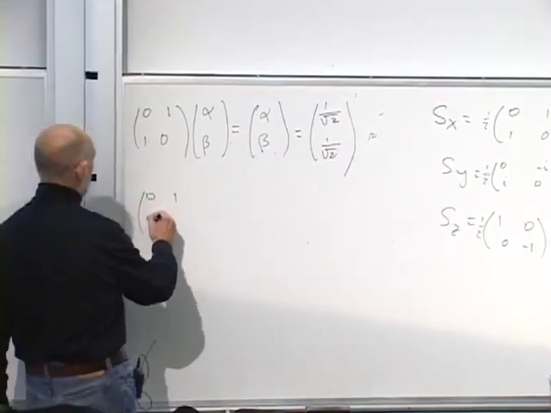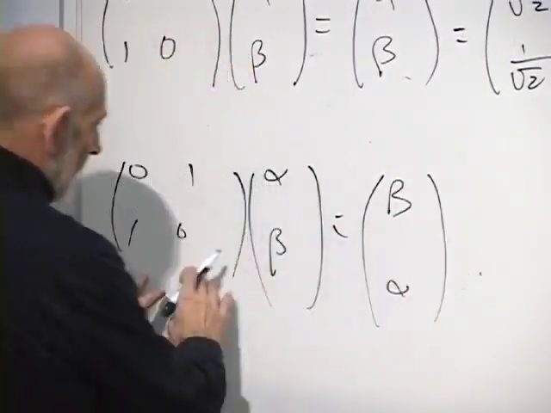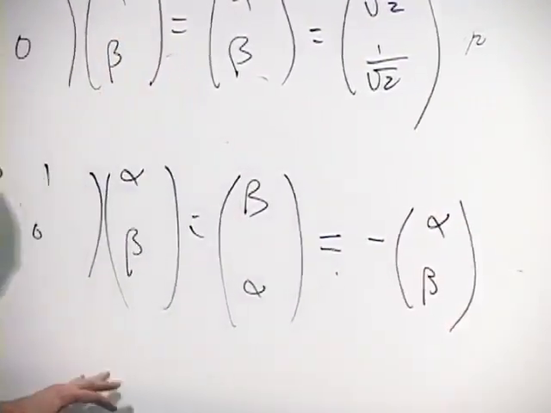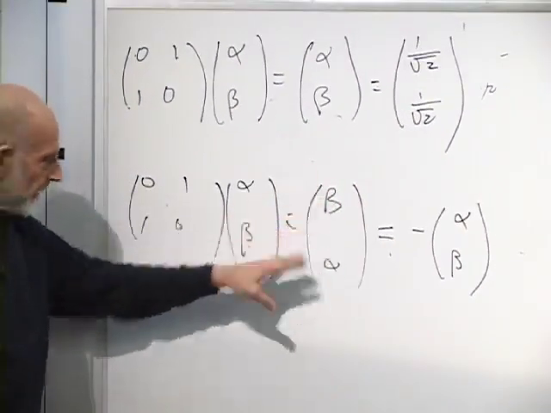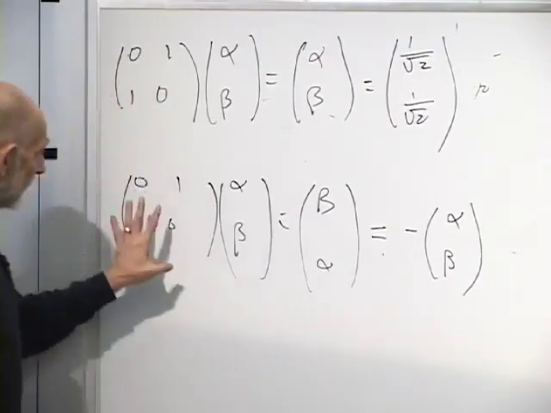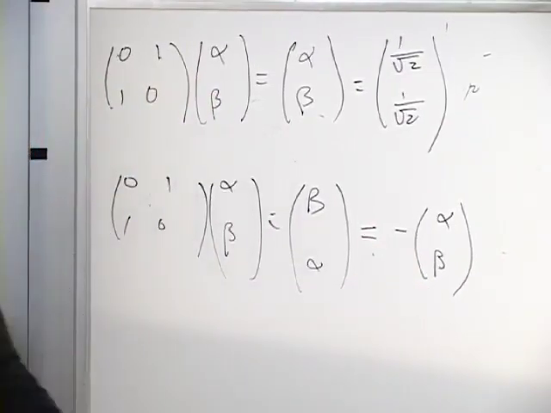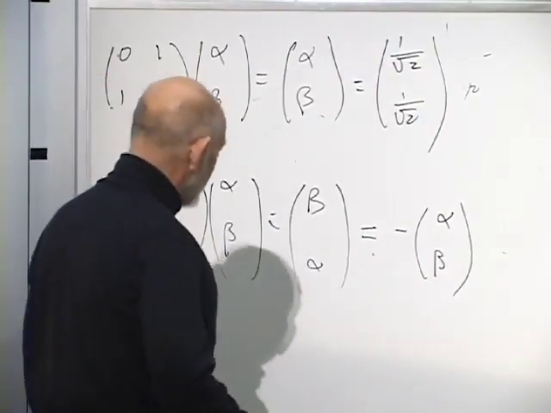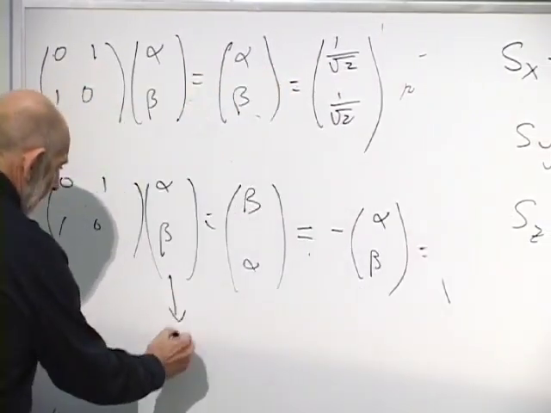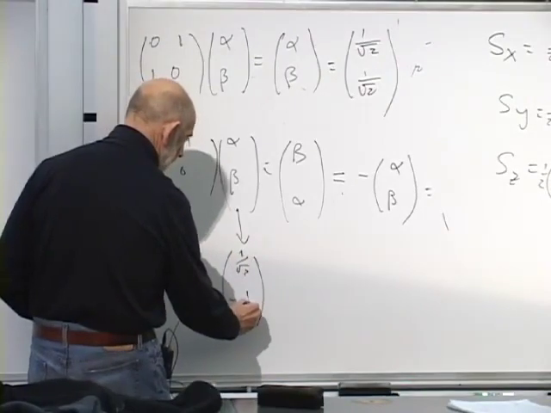Okay, let's see what the other possibility is. The other possibility is 0, 1, 1, 0, alpha, beta, which happens to be beta alpha. That's by multiplication here. That should now equal minus alpha, beta. That's the other eigenvalue. Take this away for a minute, the thing in the middle here. This just becomes the eigenvector equation for an eigenvector with eigenvalue minus 1. And what does that require? That says beta equals minus alpha, and it also says alpha equals minus beta. If beta equals minus alpha, then alpha equals minus beta. And so all we have to do is put into the entries alpha beta here equal to 1 over square root of 2, minus 1 over square root of 2.